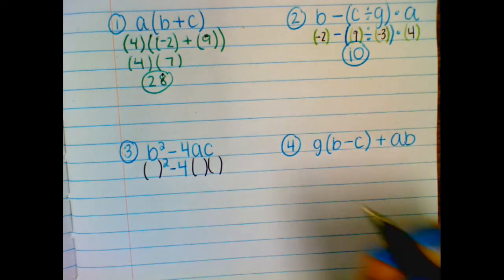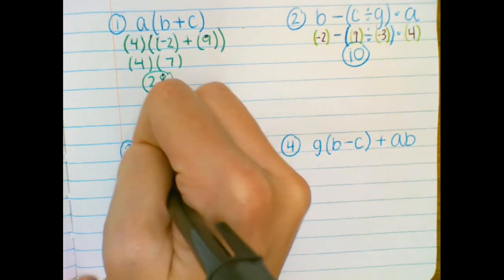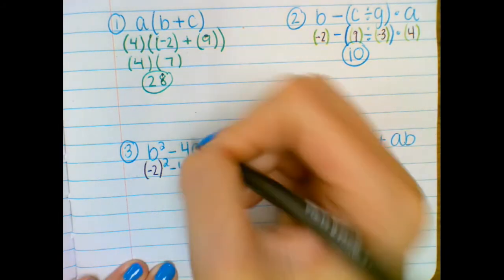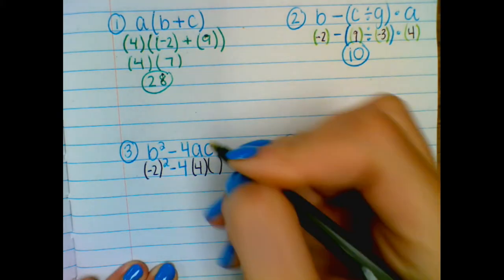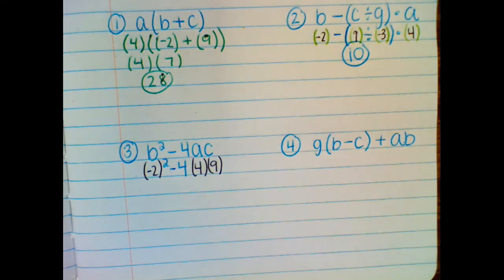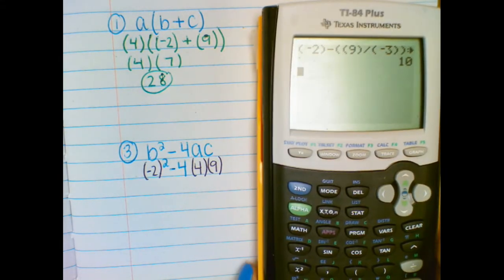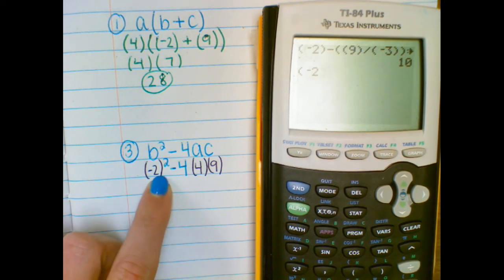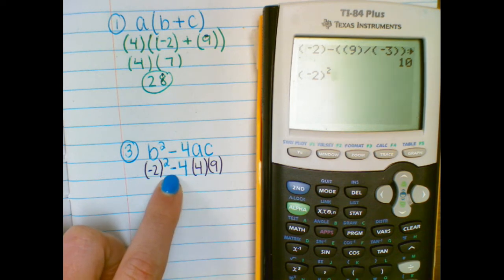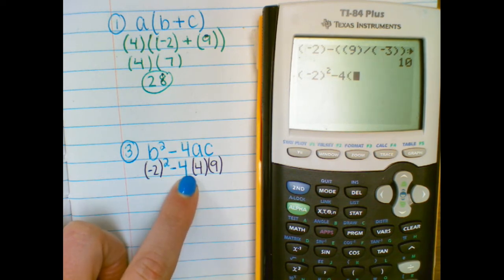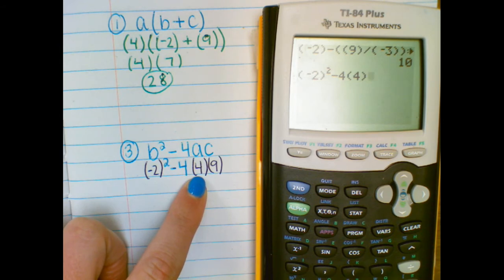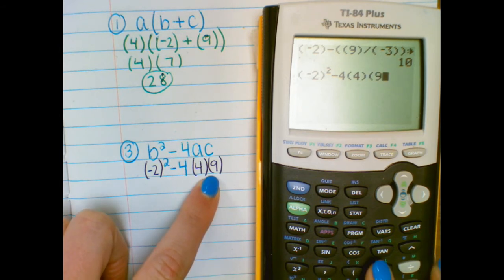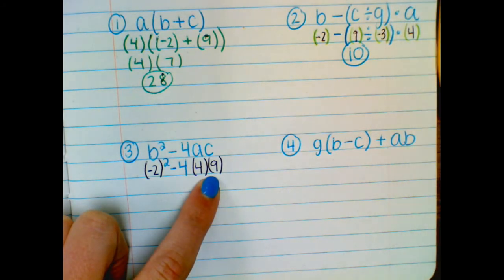So now I plug in. So B was -2, A is 4, and C was 9. And now I take my calculator, and I'm going to type in what I see. So open parenthesis, -2, close parenthesis, squared, minus 4, open parenthesis, 4, close parenthesis, open parenthesis, 9, close parenthesis. And I get -140.